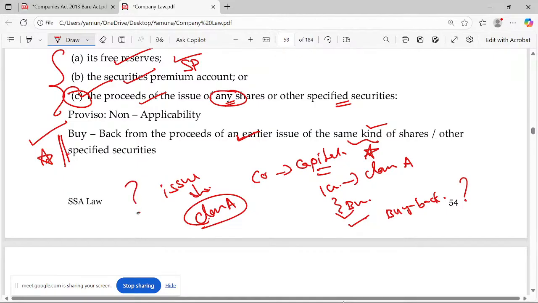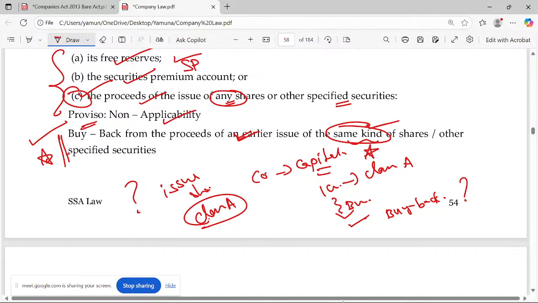The purpose for which you issue shares, to do some business, is fine. But the purpose you are issuing here is to buy back your own shares. It's like cancelling the terms. It's not necessary, it's prohibited. Buyback from the proceeds of an earlier issue of the same kind of shares is not allowed. That's why we say it's not applicable.